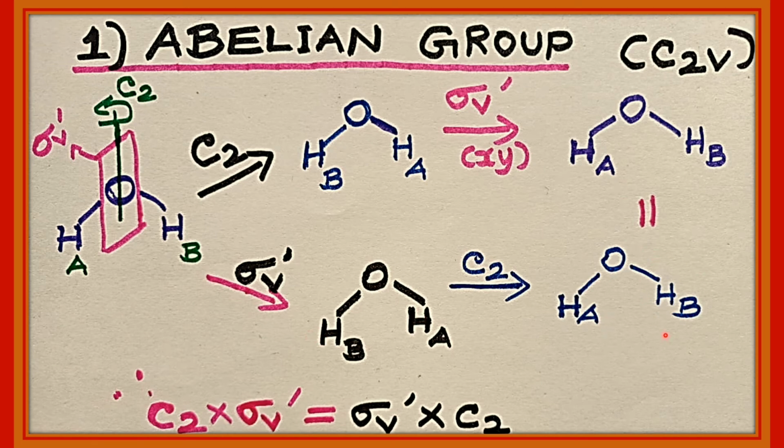Now look at the two new configurations obtained by the commutative rule. Therefore, they are the same, one and the same. Therefore, C2 sigma V prime equal to sigma V prime C2.